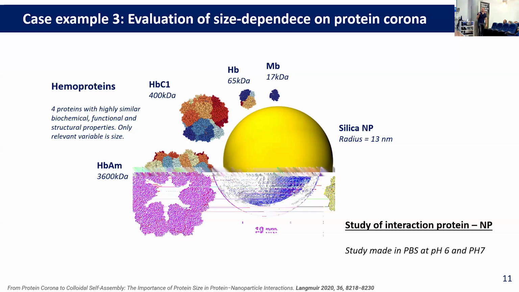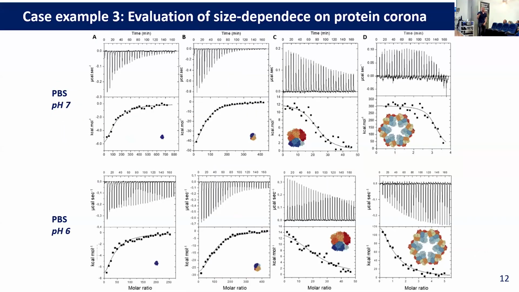And they studied these interactions of the corona at 2 different pHs. Okay, they made all the plots in here. You can see that different proteins have different behaviors. In here we have an endothermic reaction, and here we have exothermic. Let's go a bit into each of them. Let's take this one, for example, as a reference.